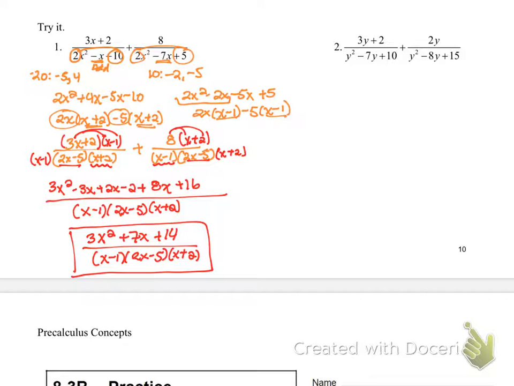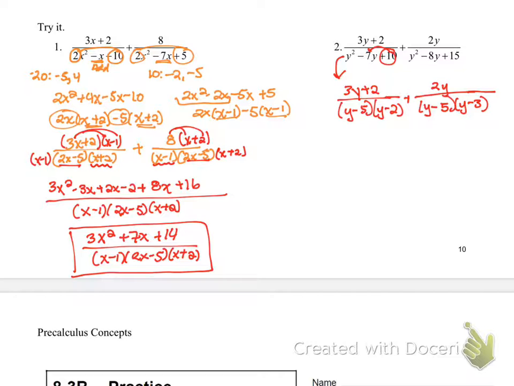So, first things first, factor first, right? So this first fraction, the top is fully factored, it's 3y plus 2. On bottom, what multiplies to 10 and adds to negative 7? y minus 5, y minus 2. The other fraction, 2y is on top. On bottom, y minus 5, y minus 3.